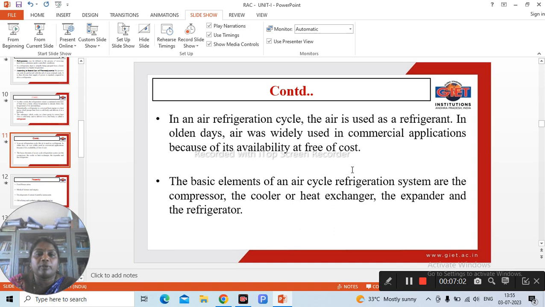In this topic, the basic elements of the refrigeration system are the compressor, cooler or heat exchanger, expander and refrigerator. The basic elements of an air cycle refrigeration system are compressor, cooler or heat exchanger, expander and refrigerator.